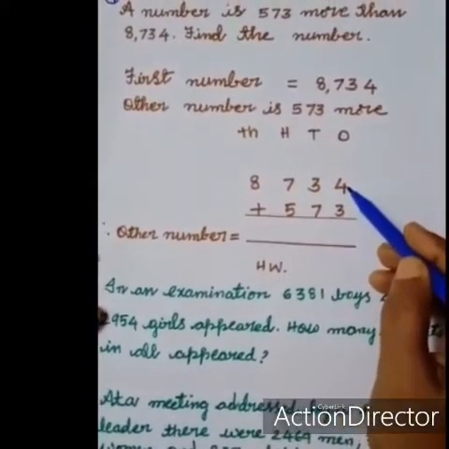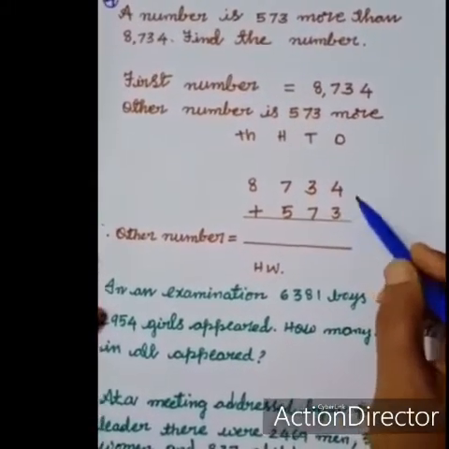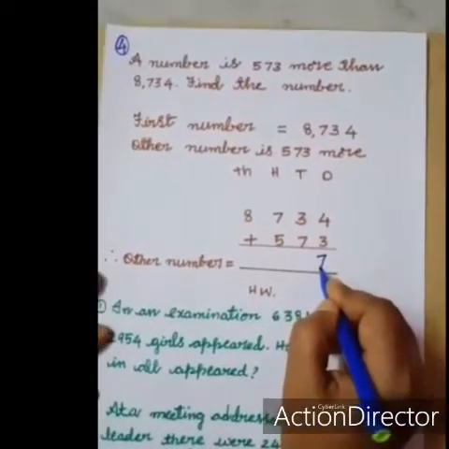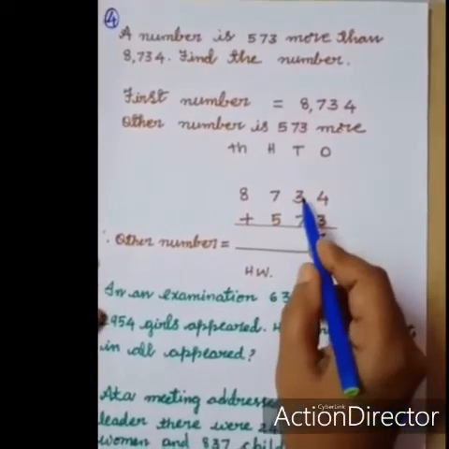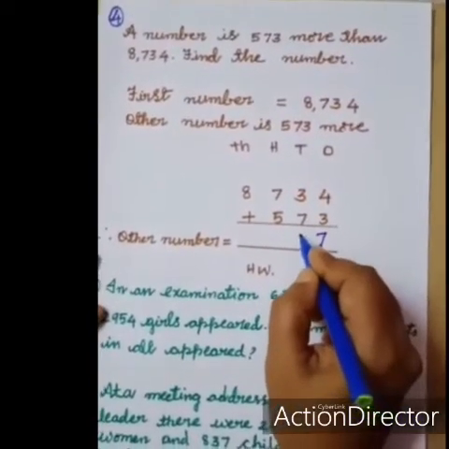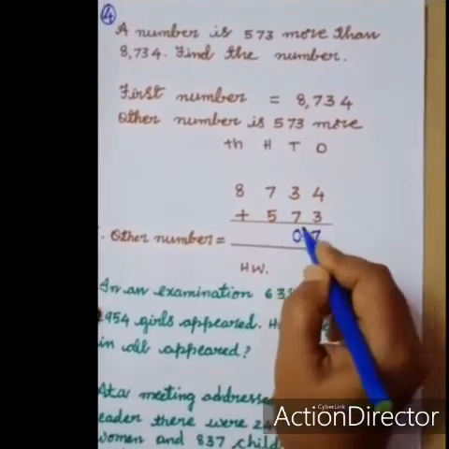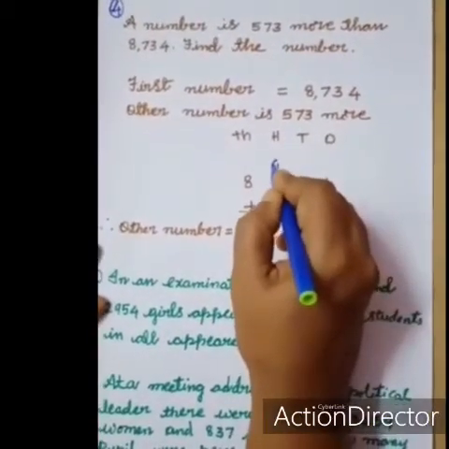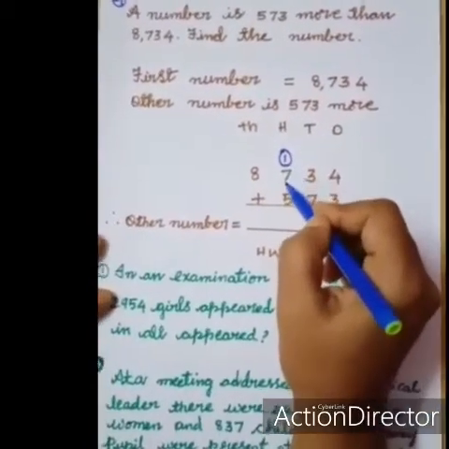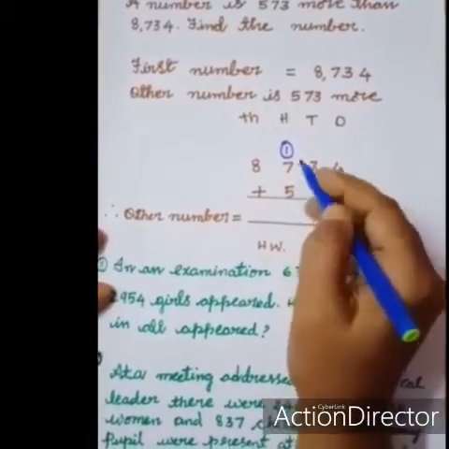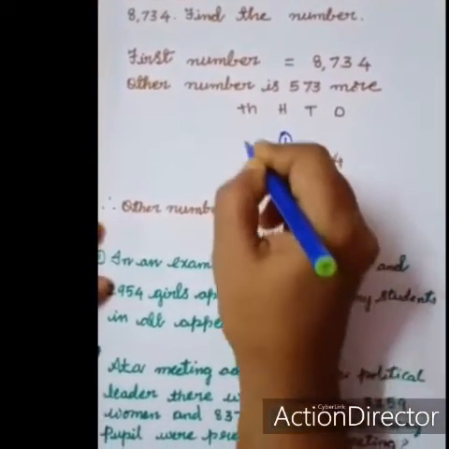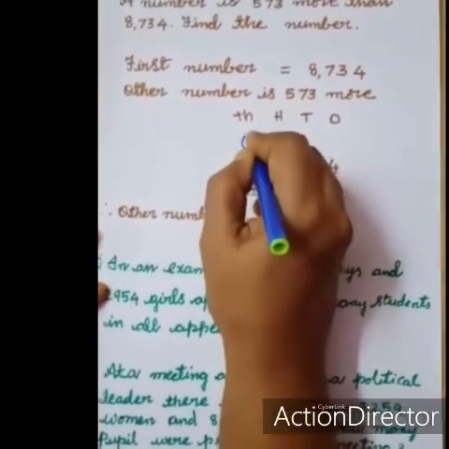We add from ones place. 4 plus 3 is 7. Write 7 under ones place. Now we add tens. 3 plus 7 is 10. Write 0 under tens place. 1 carry to hundreds place. Now we add hundreds. 1 plus 7 plus 5 is 13. Write 3 under hundreds place. 1 carry to thousands place.